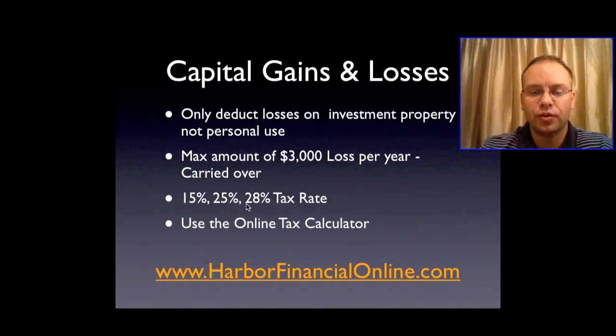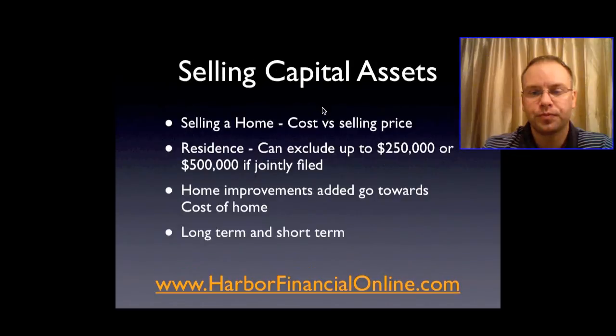The different tax rates for the sale of capital assets would be 15%, 25%, and 28%. And when you prepare your return, it's going to automatically put you into the right tax rate depending on what tax bracket you're in. On our site too, you can use the online tax calculator where you can figure out what items you're going to be taxed on and what not, and what bracket you're going to fall into if you have any sales of capital assets.